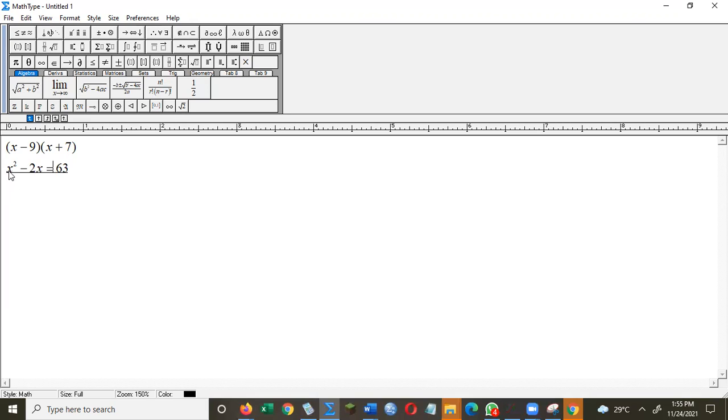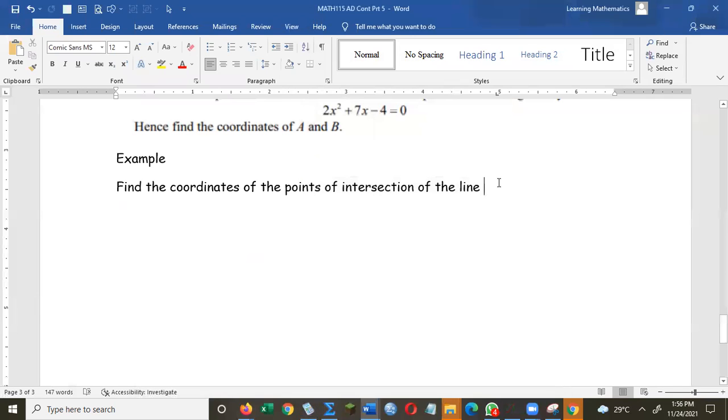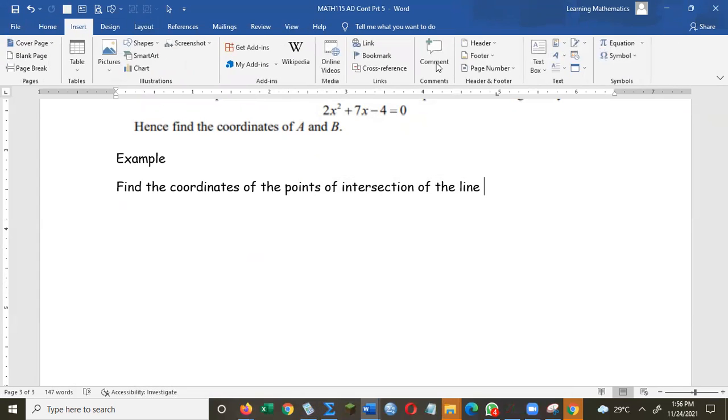So what I'm going to do, I'm going to take this out and put that equal there, and I'm going to factorize this. I'm going to put an x outside of x minus 2 equals 63. And I'm going to call x minus 2 y. So therefore now, the line will be y is equal to x minus 2.